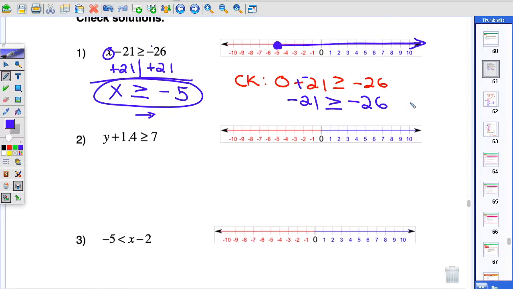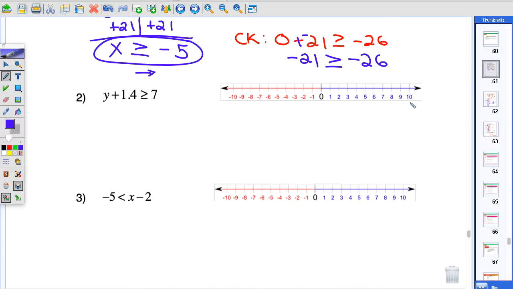Number 2 says y plus 1 4/10 greater than or equal to 7. So we want to find out what y is equal to. We are going to subtract 1 4/10 from both sides. We're going to add a decimal point and a 0, so we can line up our decimal points. On the left-hand side, since we're subtracting 1 4/10, we're left with 0, so we're left with y. Bring down your inequality symbol, greater than or equal. And we have a subtraction problem.